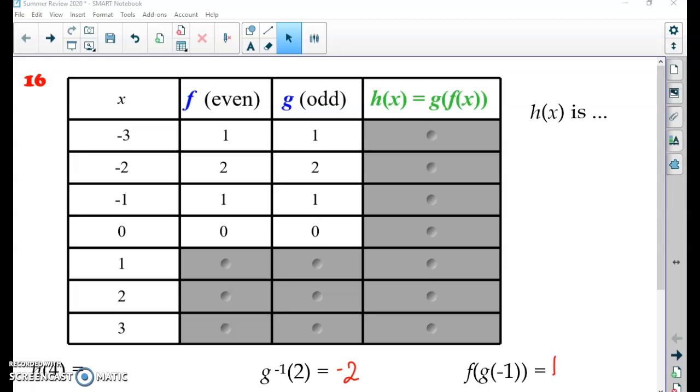I'm going to try and run you through some of the quick summer work problems that I know generate a lot of questions. The first one is number 16. F is an even function, G is an odd function, and H is function composition.